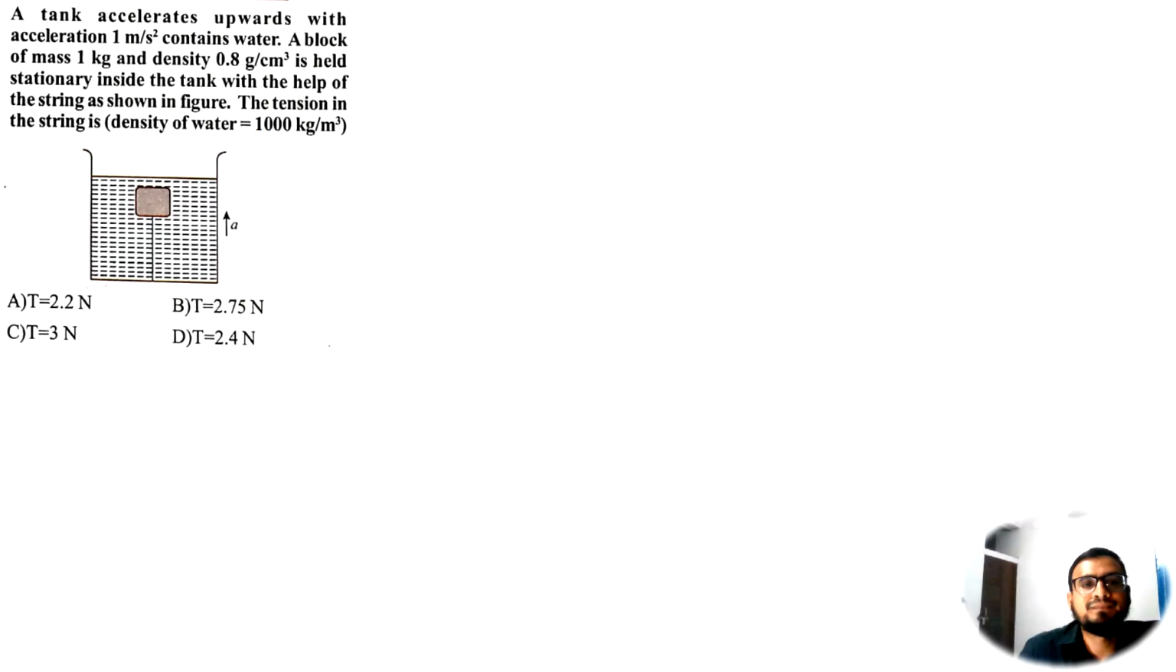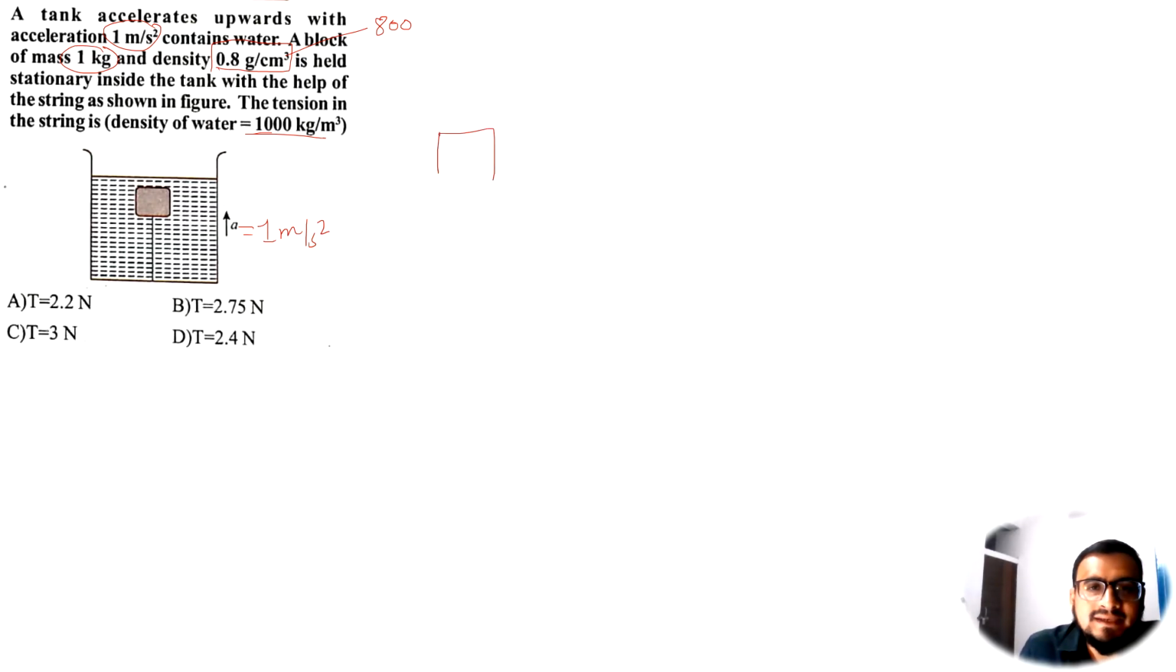In this question, a tank accelerates upwards with an acceleration of 1 meter per second square. It contains water and a block of mass 1 kg, whose density is given, held inside the tank with the help of a string as shown in the figure. Now the tension in the string is how much? He's asking the tension in the string. The water density is given, and the density of the block in SI unit will be 800. So let us move on to the problem.